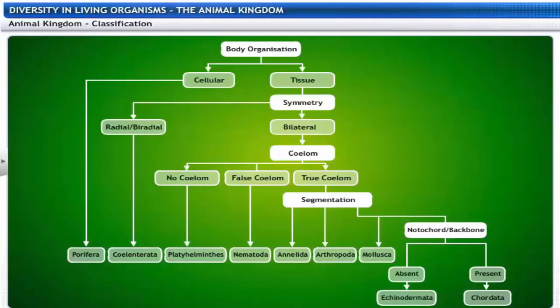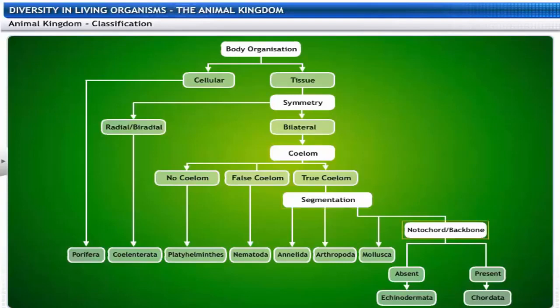All the animals are classified on the basis of level of body organization, that is, the cellular or the tissue level; symmetry; type of body cavity called coelom; presence or absence of segmentation; and the presence or absence of a backbone.